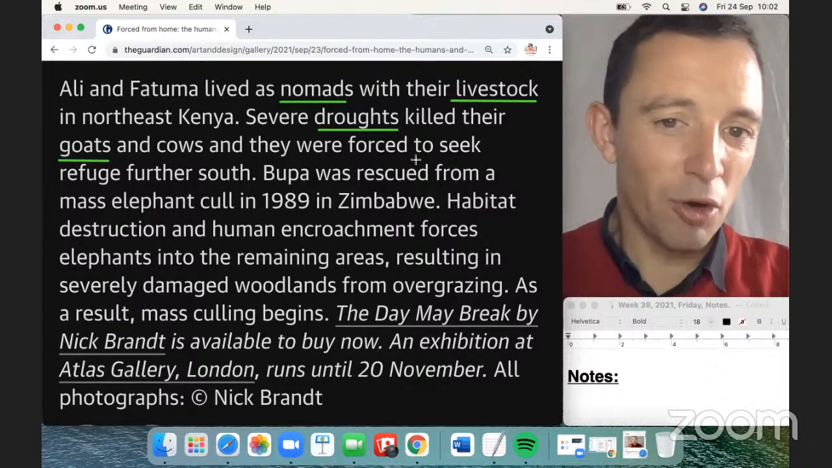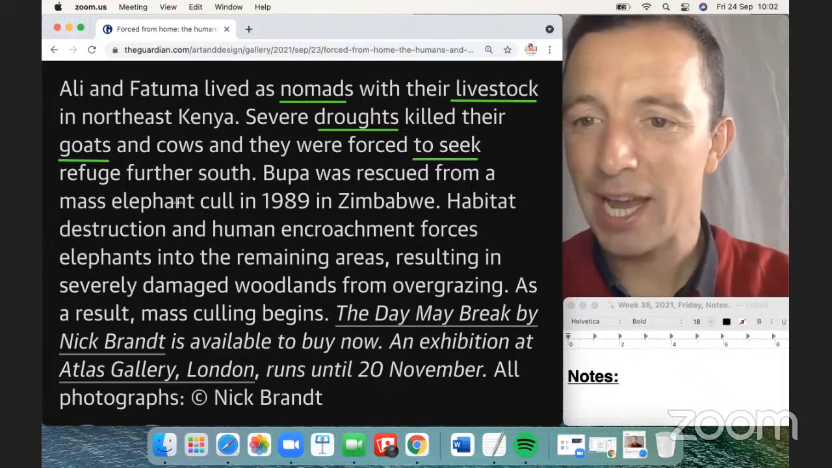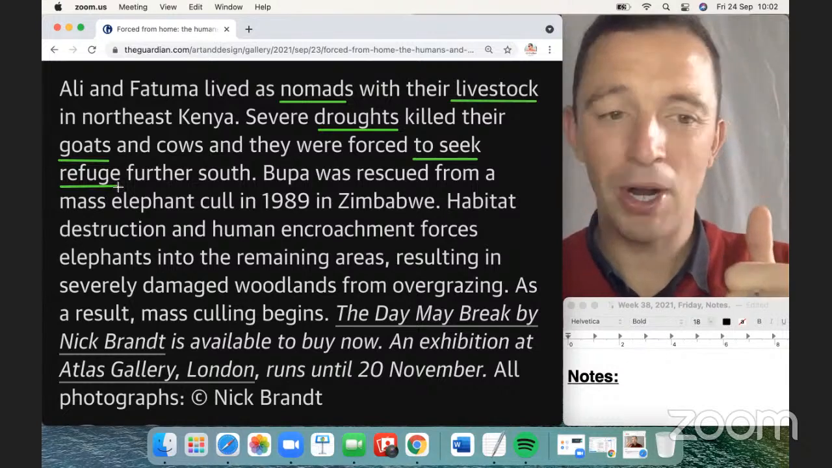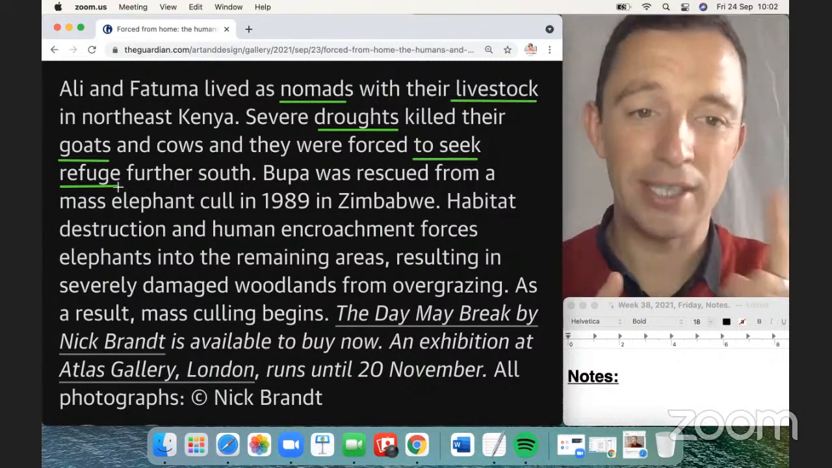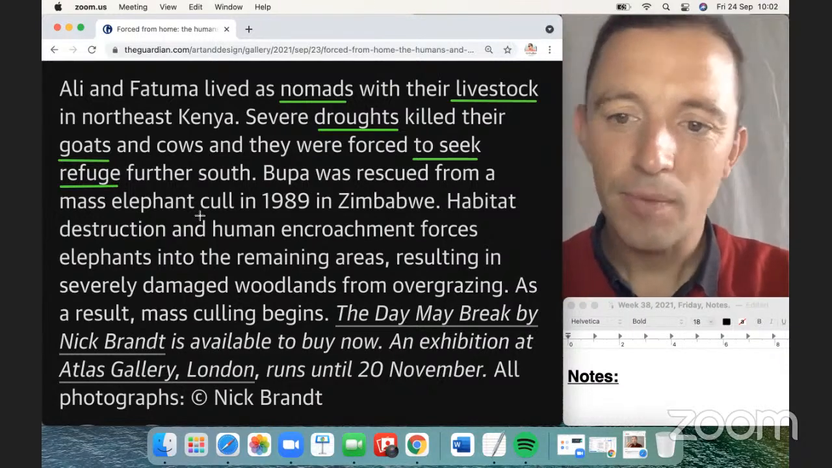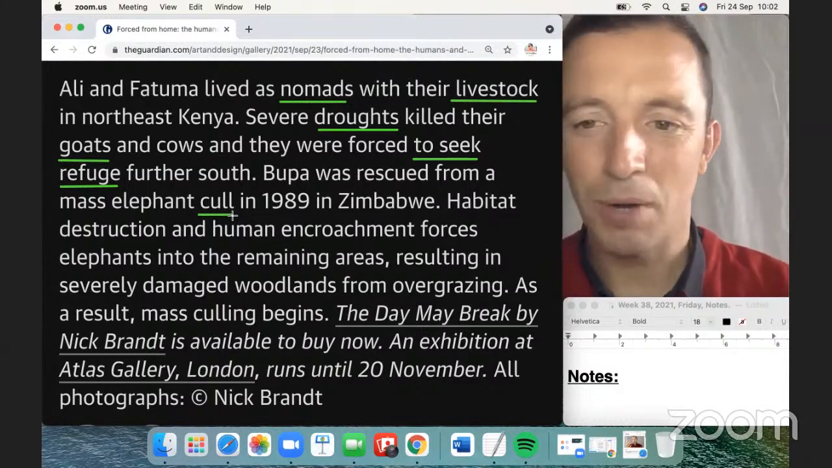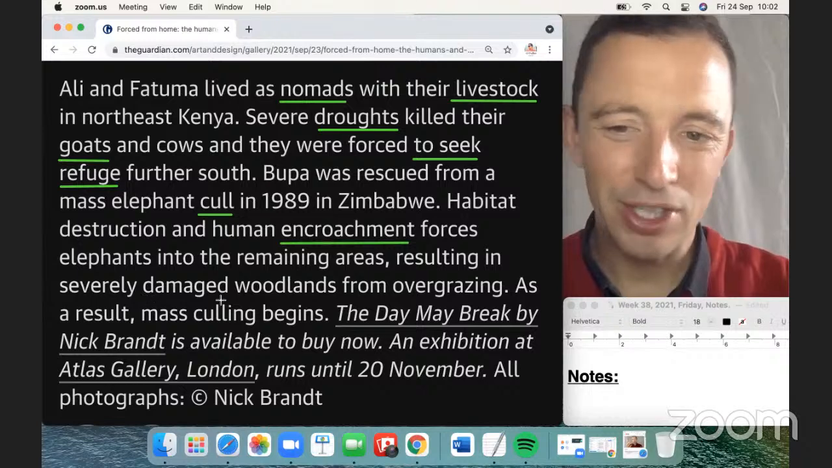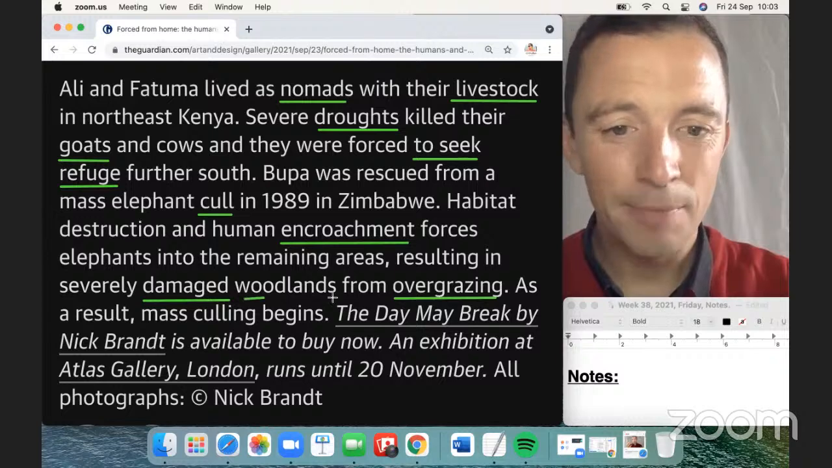Here they were forced to seek. That's very general vocabulary, but very important as well. I will explain. Refuge, just a pronunciation. Remember, a refugee is the person, and refuge is the noun. Okay, elephant cull. This word is very interesting as well and very advanced, and I will explain in one moment. Encroachment, very important. Damaged, general. Overgrazing, very, very important. Woodlands, maybe very important.